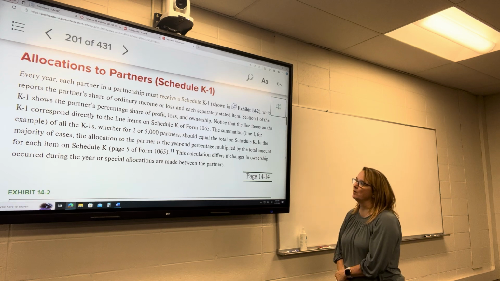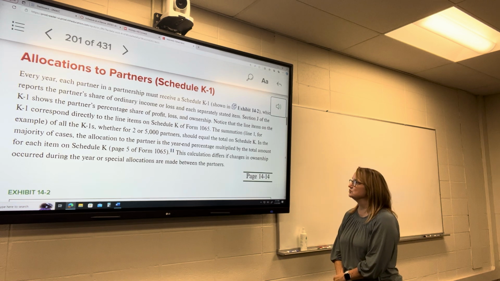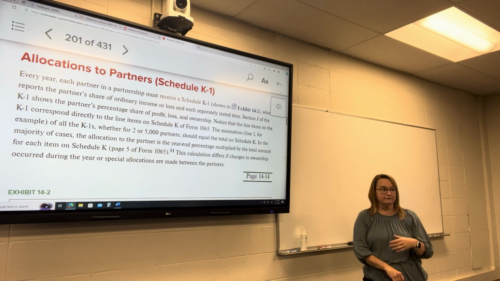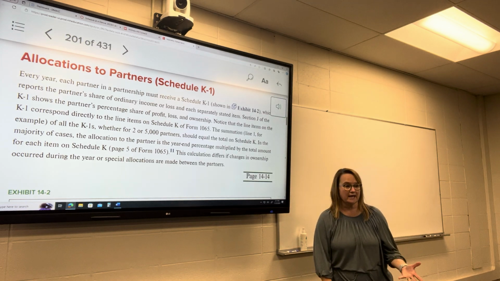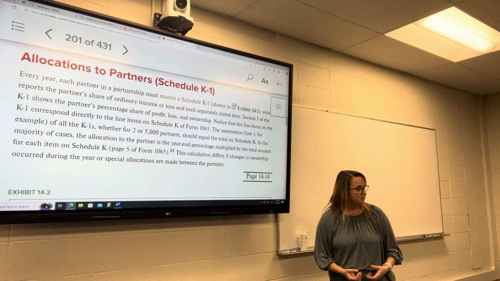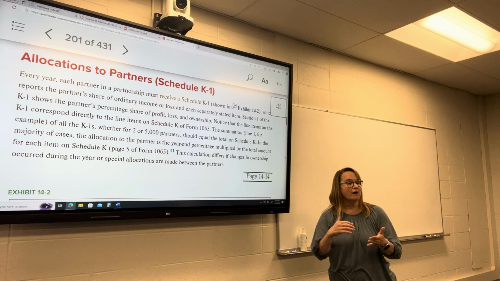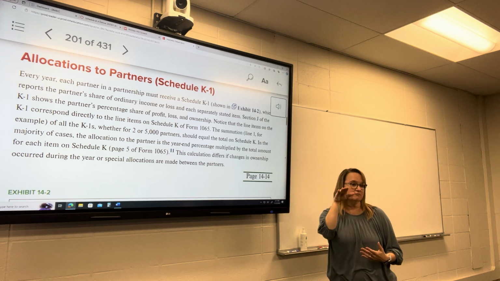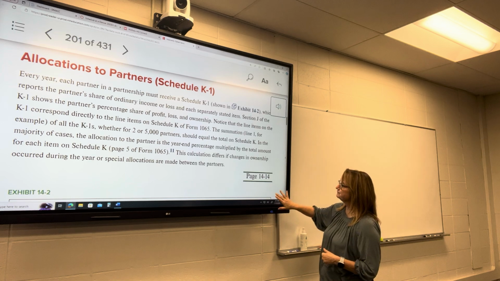The summation of all the K1s, whether there are 2 or 5,000 partners or more, would equal the total on Schedule K. So the allocation to the partner is the year-end percentage of their ownership multiplied by the total amount of each item on Schedule K. So if a partner owns 20% of a partnership and the ordinary income line on the Schedule K is $100,000, on their K1 it's going to say $20,000. They're 20%, and the same thing for each of those lines.